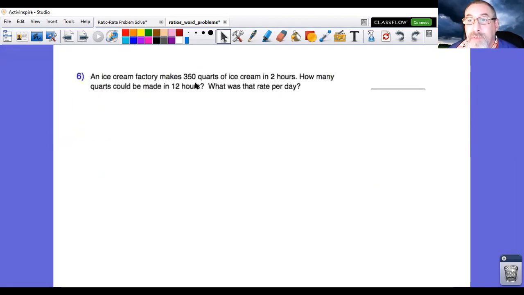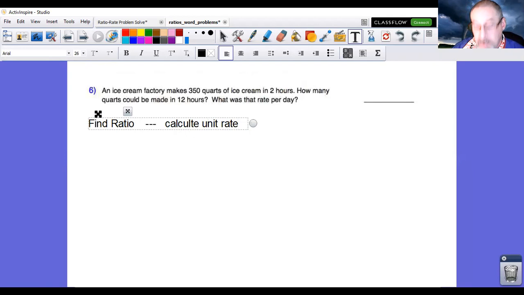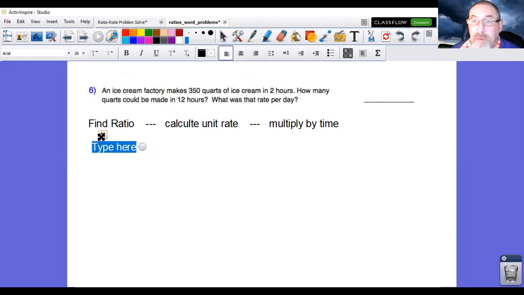Ice cream factory, 350 quarts of ice cream in 2 hours. Here's another one where we're going to find the ratio, use that to calculate the unit rate, and then once we have that, we're going to multiply by time. I'm not going to do all the fancy coloring and all.